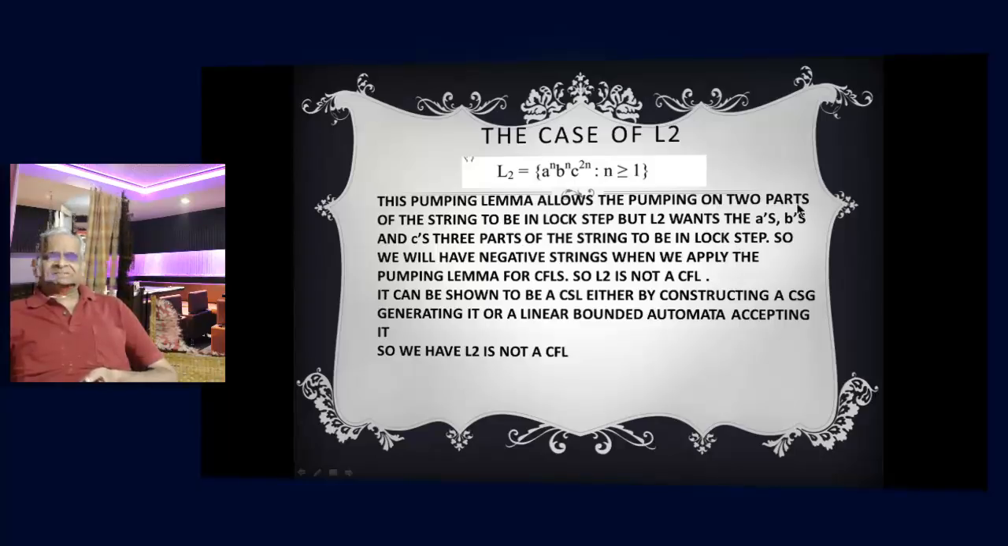When I take a very long string, A's and B's can increase but C's will not increase. Or B's and C's will increase, but A's will not increase. Or A's and C's will increase, but B's will not increase. So all three cannot be in lockstep. So L2 is not a context-free language. It of course is context-sensitive, which can be shown by constructing a context-sensitive grammar generating it, or a linear bounded automaton accepting it. So L2 is not a context-free language.